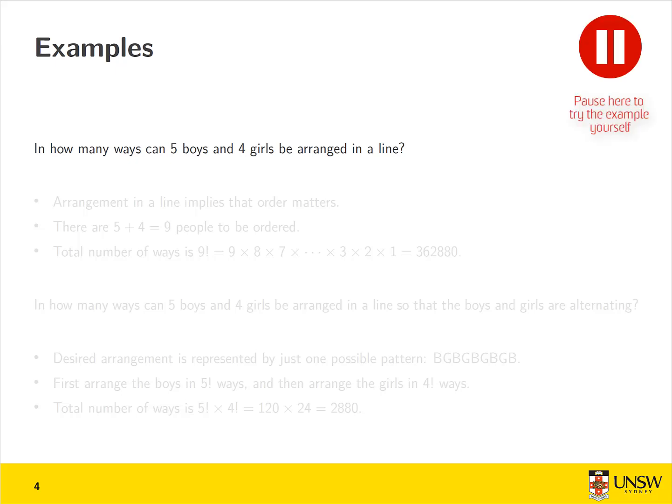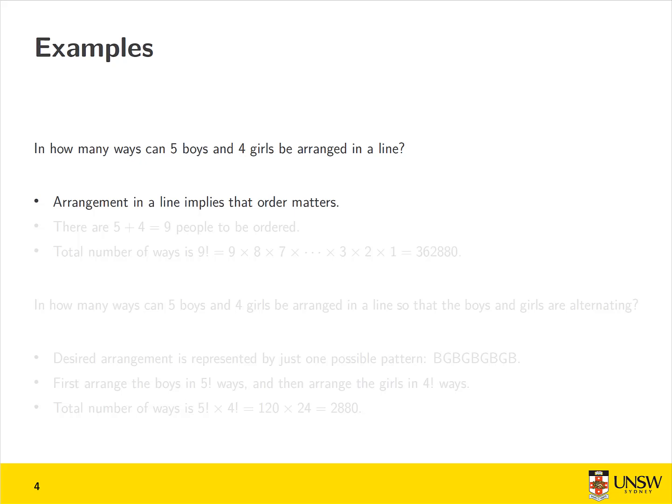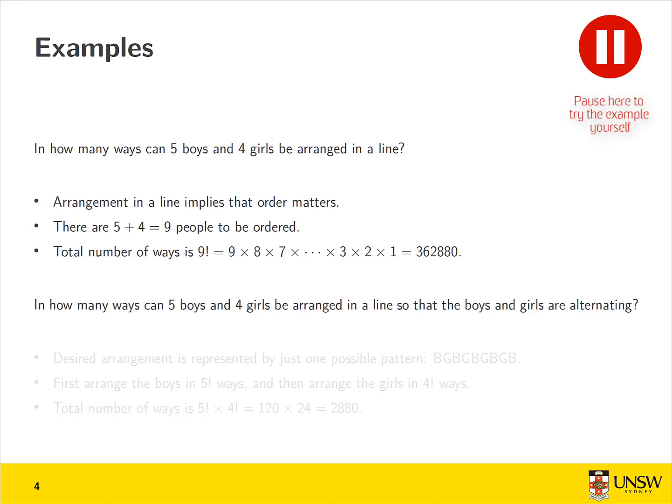For example, in how many ways can 5 boys and 4 girls be arranged in a line? Since the people have been arranged in a line, we can assume that the order they are arranged in matters. Because there are 5 boys and 4 girls, there are a total of 9 people to be ordered. So the total number of arrangements is given by 9 factorial, which turns out to be 362,880.